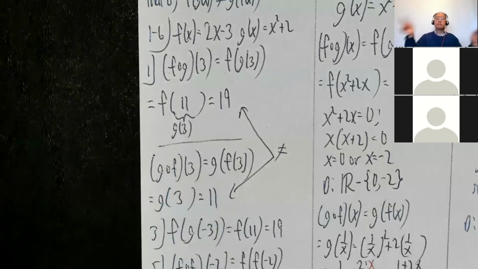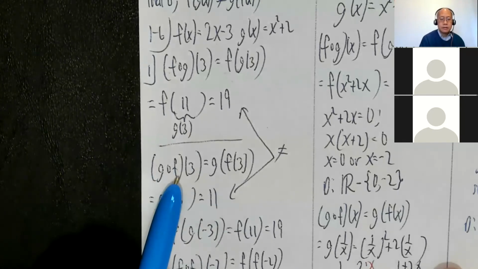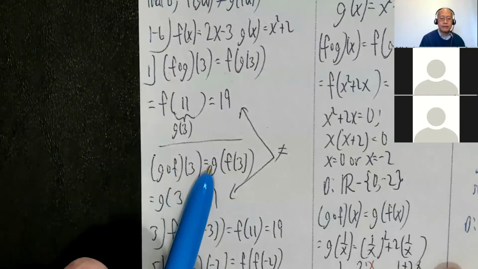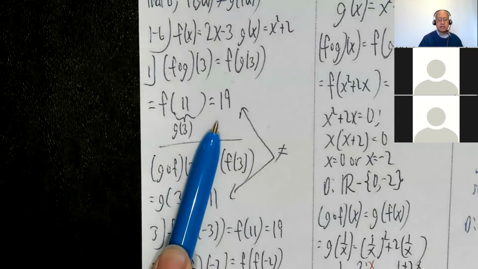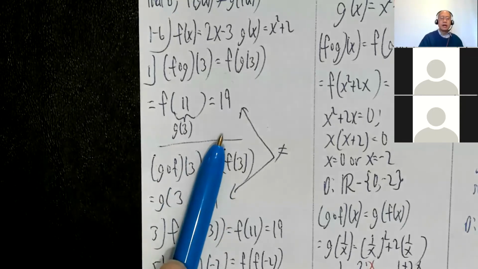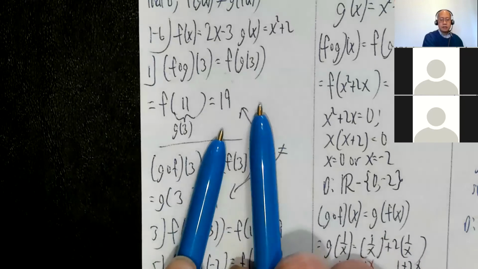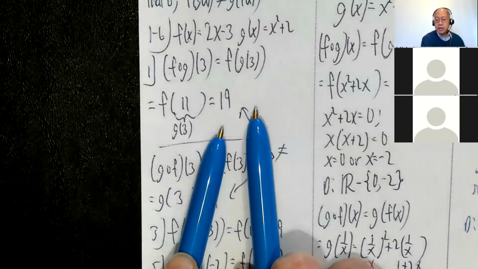Now, suppose I switch it. G circle f, G of f of 3. So by order of operations, again, my suggestion, if it looks too complicated, there's too much stuff going on, or there's too many parentheses, I don't get it, just think of what I'm supposed to do first. Just cover it up. I see f of 3. I got to do f of 3 first anyway.